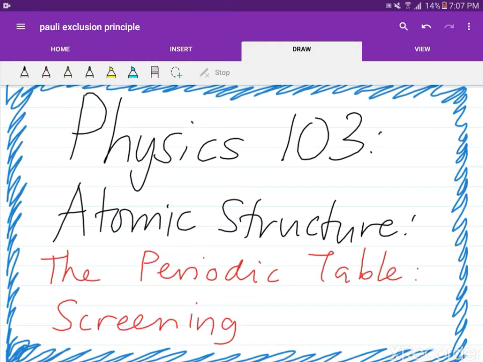So last time we talked about how the valence electrons in an atom determine the chemical properties of elements. So we will try to explain why that is so in terms of this phenomenon called screening.